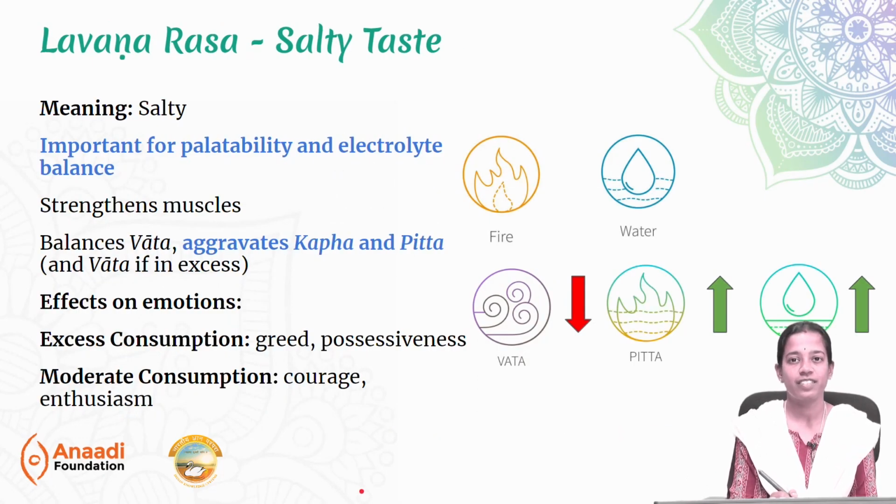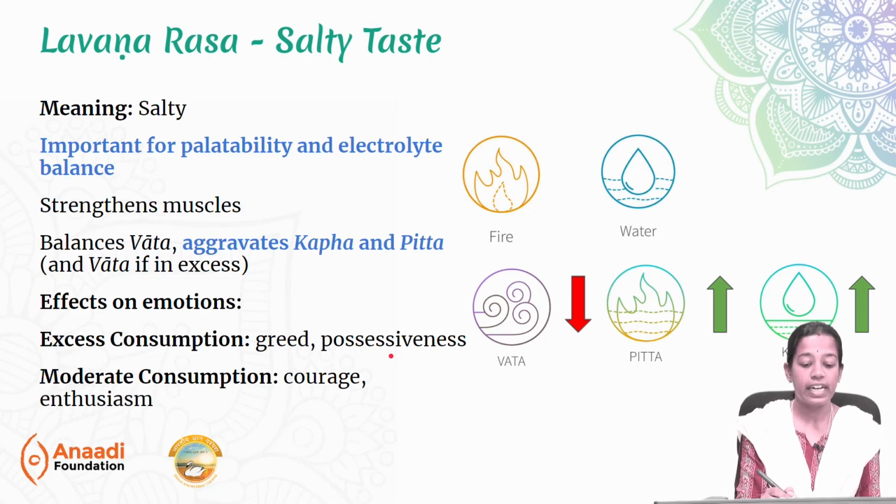Moving on to the third rasa, which is the Lavana rasa or the salty taste. The constituents of Lavana rasa are Agni Tattva and Jala Tattva, which is fire and water. It means salty. It is very important for palatability and electrolyte balance in the body. It strengthens the muscle, but when had in excess, it also gives a sense of bloating and retains a lot of water. One can again understand by the constitution of the Lavana rasa that it will aggravate the kapha and the pitta dosha, while at the same time it will balance the vata dosha. Sometimes if had in excess, it also aggravates the vata dosha.